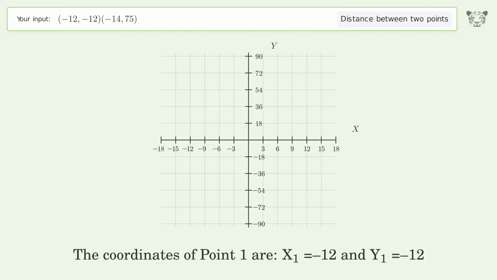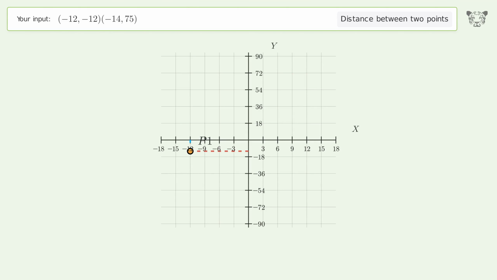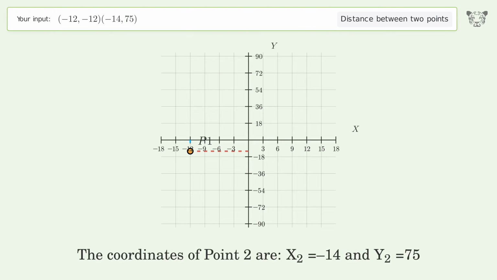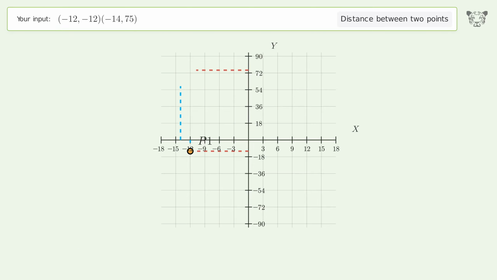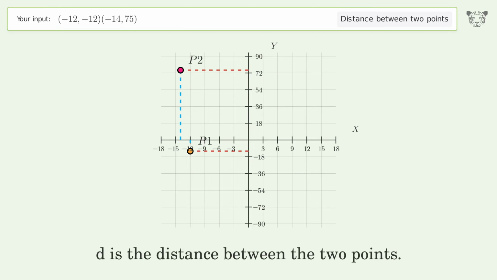The coordinates of point 1 are x1 equals -12 and y1 equals -12. The coordinates of point 2 are x2 equals -14 and y2 equals 75. D is the distance between the 2 points.